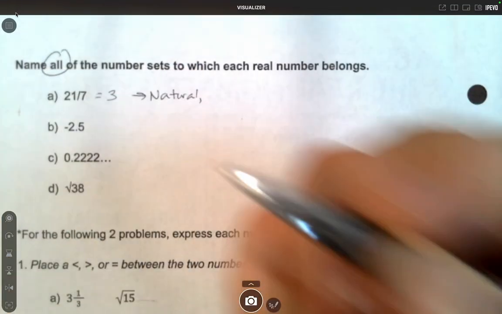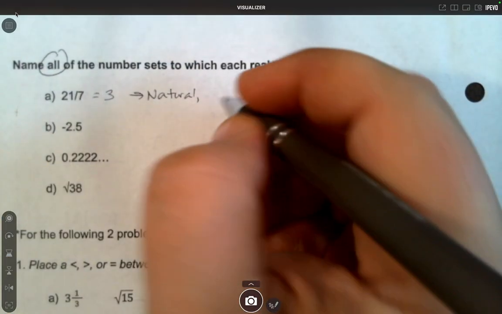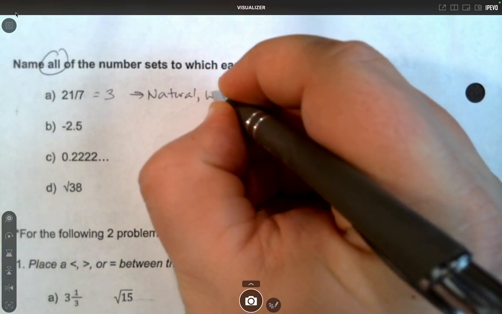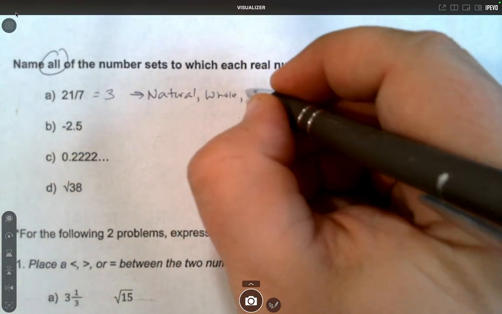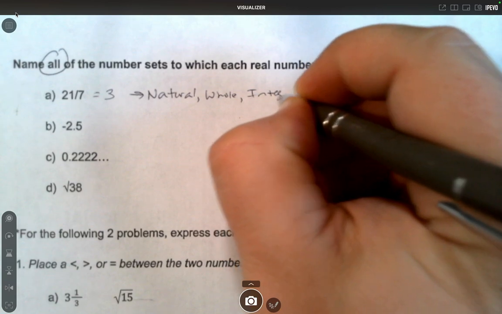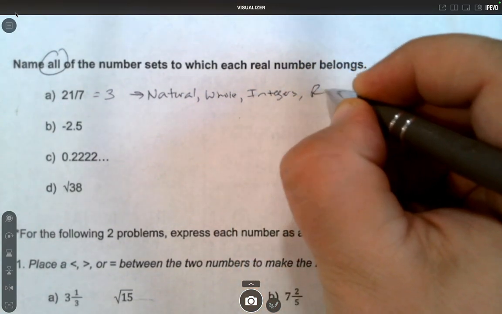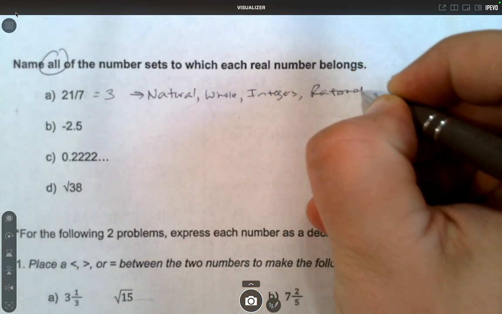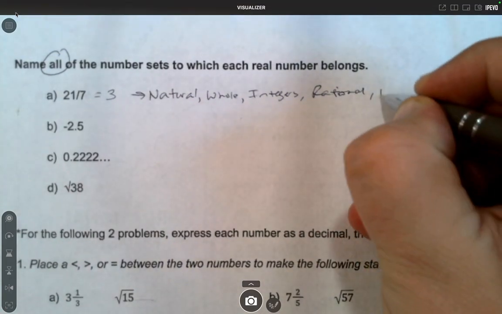And this is why it says name all. So you can't just say natural, you have to say natural, whole, integers, rational, and real.